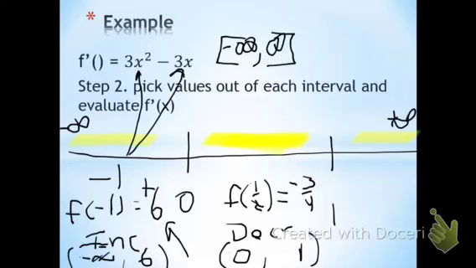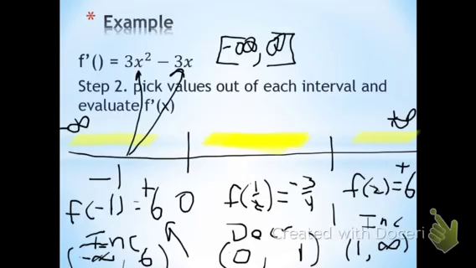Okay? And then finally, something bigger than 1. How about 2? f prime of 2 equals positive 6. Positive slope, we are increasing from 1 to positive infinity. And that's it.